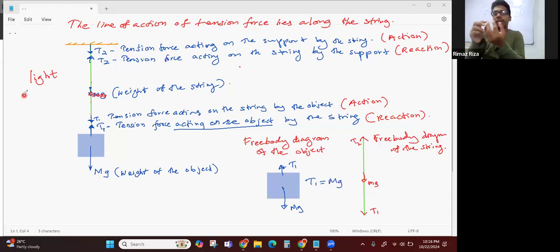Right? So now let's say here are two molecules. Right? For example, if you take a material, the molecules will be there.